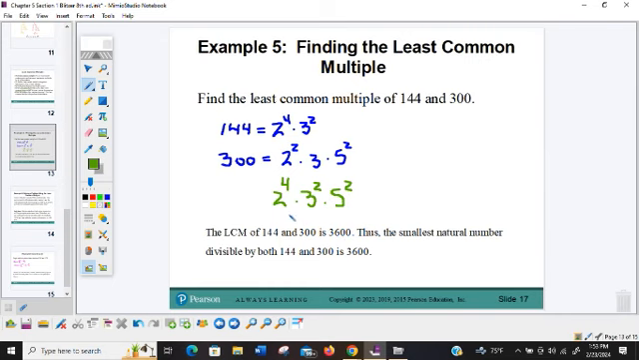And if you do 2 times 2 times 2 times 2 times 3 times 3 times 5 times 5, you will end up with 3,600. So this would be the least common multiple. That is the first number that both of these go into evenly, that they divide into. Now let's do a word problem using this.